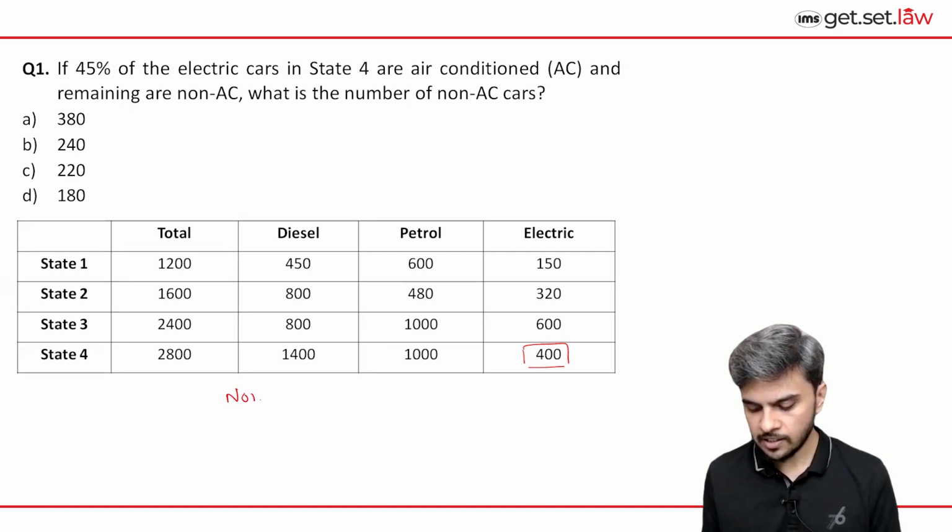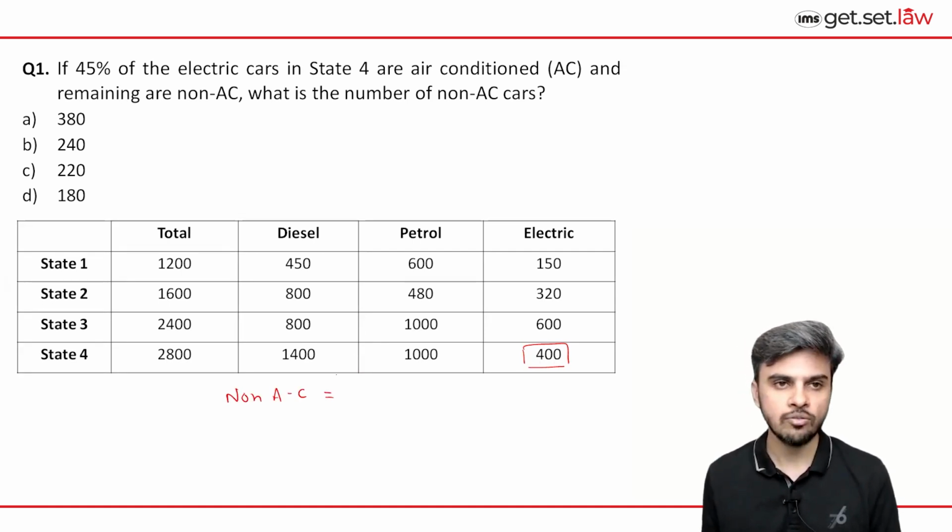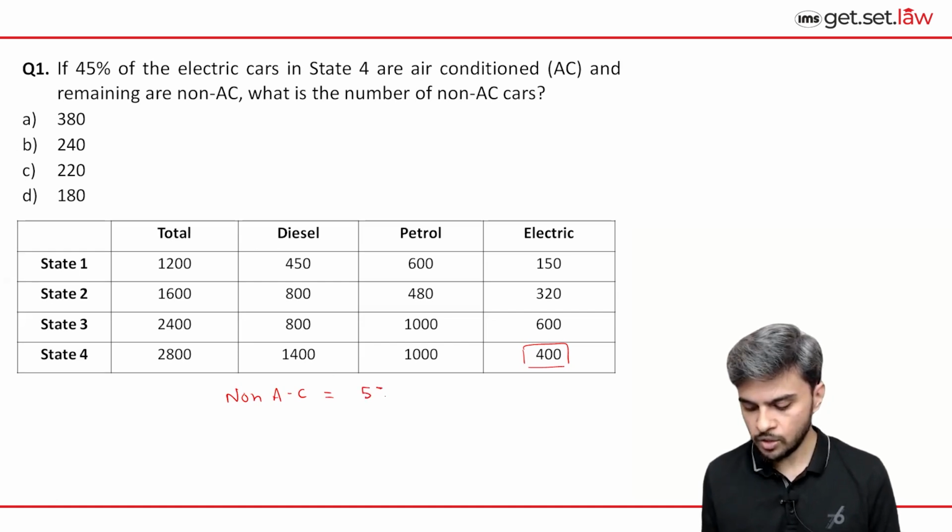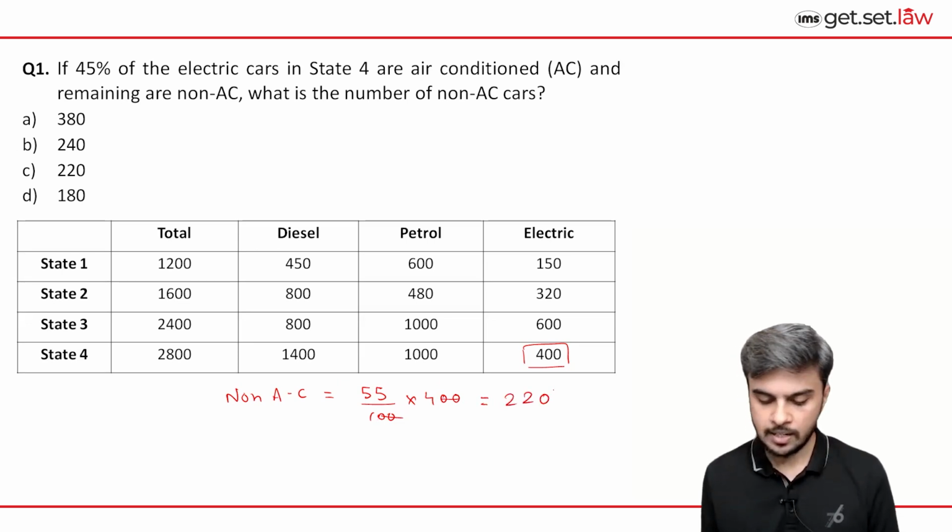Means non-AC electric cars in state 4 will be equal to 100% minus 45%. That is 55% of total electric cars in state 4. So 55% of 400 comes out to be 55 into 4, which is equal to 220. So the correct answer should be option C.